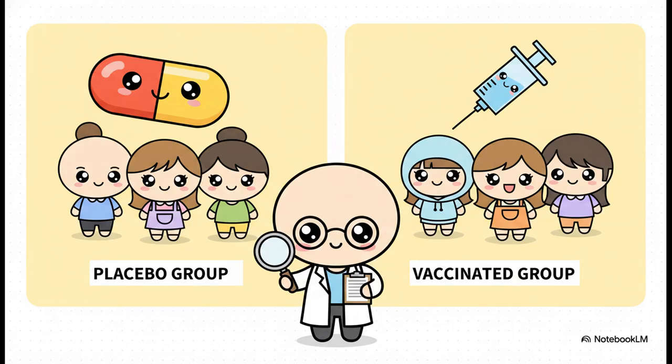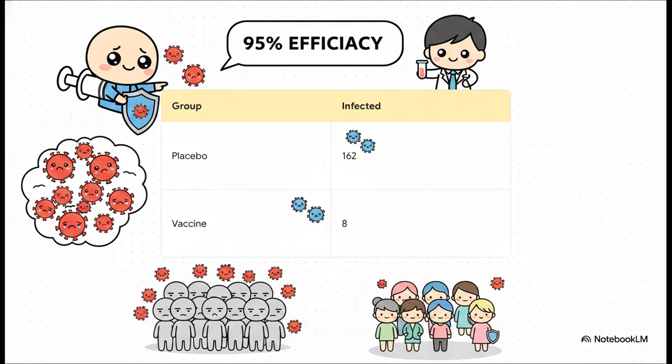By directly comparing the illness rates between these two groups, we can isolate exactly how much protection the vaccine is actually providing. Let's put some real numbers to this. In this data from a Pfizer/BioNTech clinical trial, out of 43,000 total participants, 170 people eventually became infected. But notice the distribution here. 162 of those sick individuals were in the placebo group, while only 8 were in the vaccine group. That is a massive disparity. And that's exactly what gives us our efficacy rate.